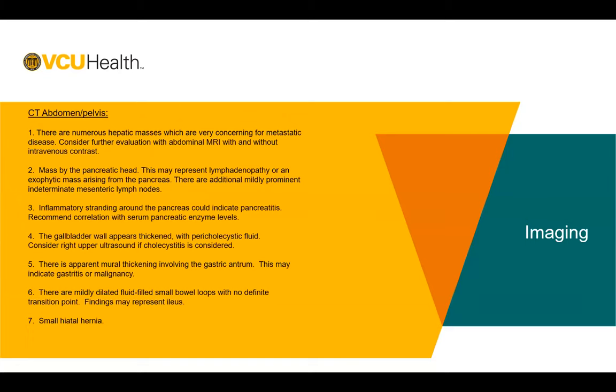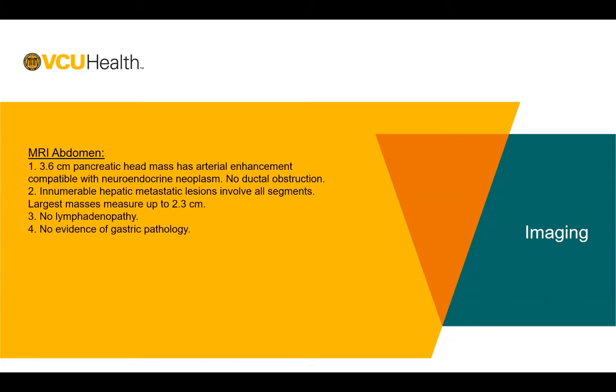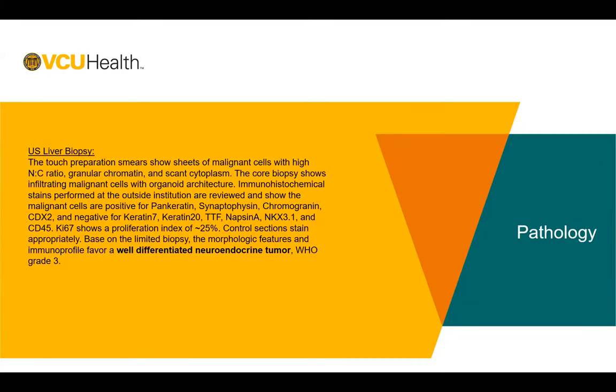Getting into some imaging, again, on the CT abdomen pelvis, demonstrating numerous hepatic masses concerning for metastatic disease. They recommended further evaluation with an abdominal MRI, which was performed and demonstrated a 3.6 centimeter pancreatic head mass with arterial enhancement compatible with a neuroendocrine neoplasm, as well as innumerable hepatic metastatic lesions involving all segments. And finally, we have a little bit of information from the biopsy of one of his liver masses, which overall was consistent with a well-differentiated neuroendocrine tumor.